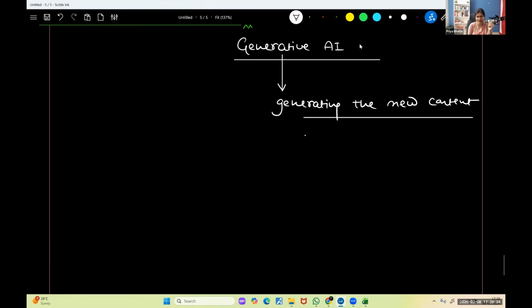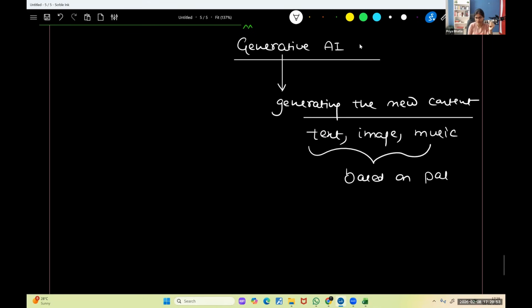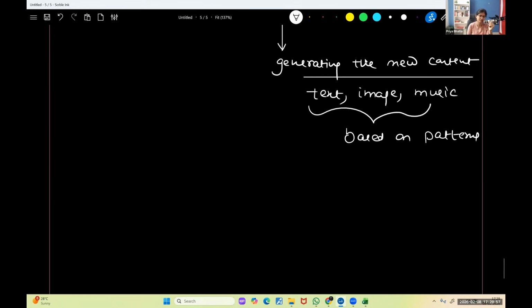For example, I'm talking about textual data, image based data, music. Based on patterns, definitely whatever the model has learned, based on that it will be able to generate all of these different types of data that we will be having.